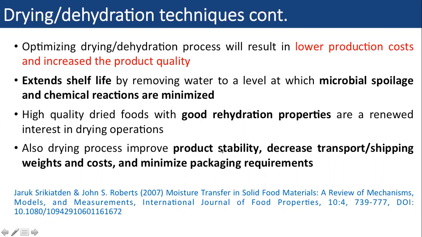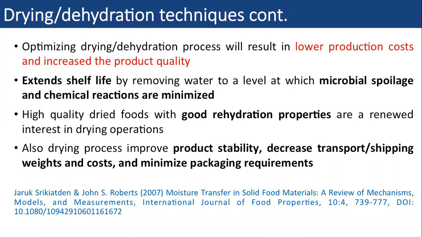Also, the drying process improves product stability. Stability means a stable product; the shelf life is very high. It decreases transport or shipping cost. In Sri Lanka, we pay a lot for vegetable transportation. More than 80% of vegetables is water, so we are just transporting water with vegetables. The actual transport cost is around a quarter. When we transport vegetables, we transport around 80% water plus 20% vegetable, right? And it minimizes packaging requirements, right?